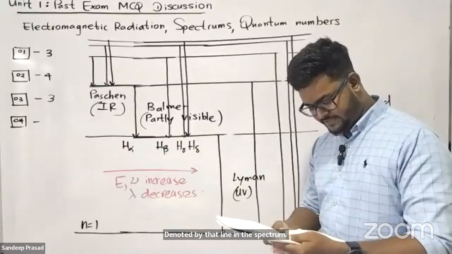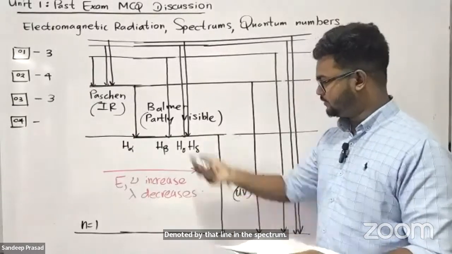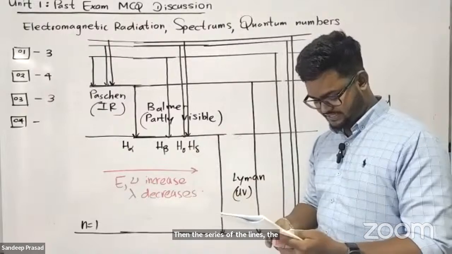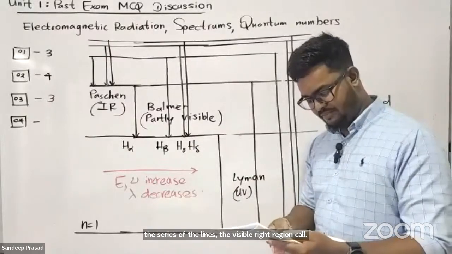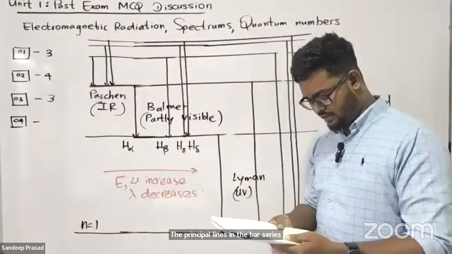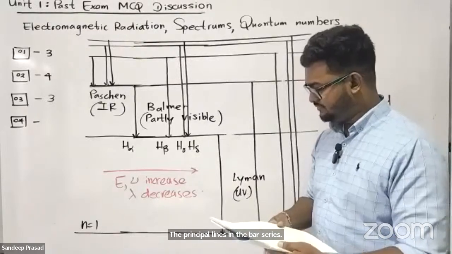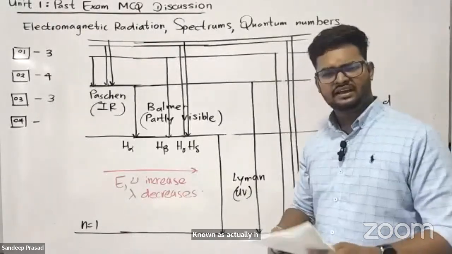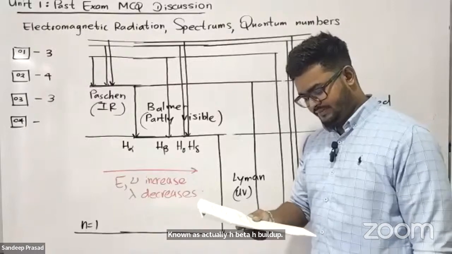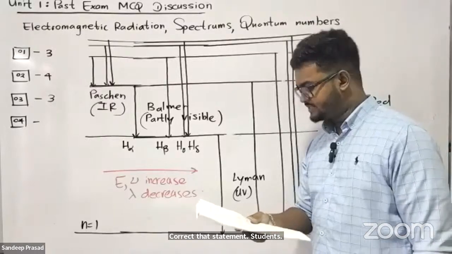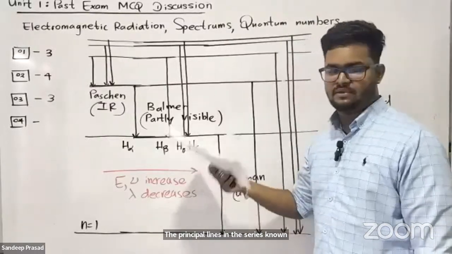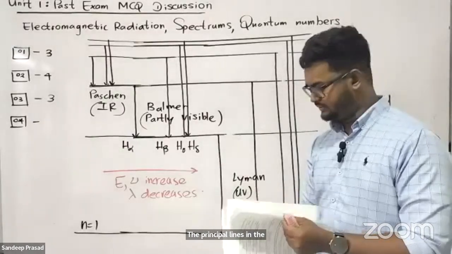Then the series of lines in the visible light region is called the Balmer series, correct. The principal lines in the Balmer series are known as H alpha, H beta, H gamma, H delta. Correct that statement, students. The principal lines in the Balmer series are known as H alpha, H beta, H gamma, H delta.